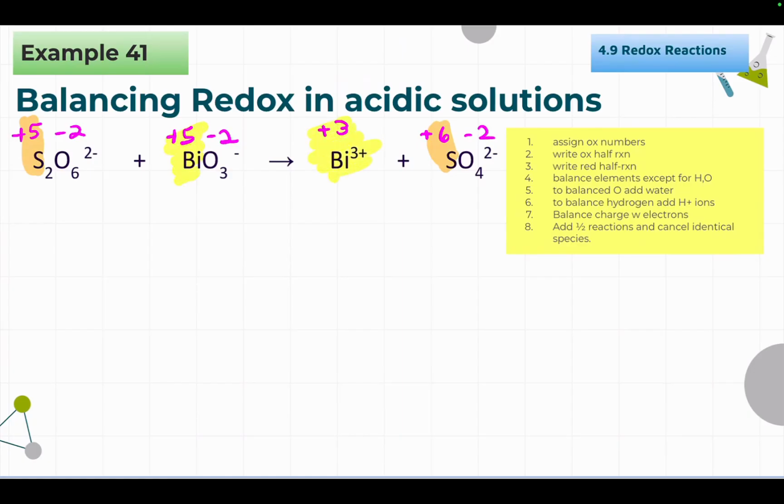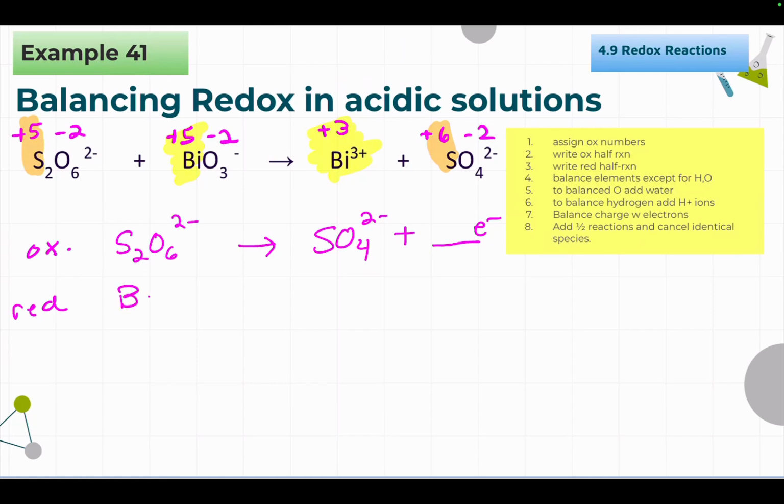So I'm going to come down and write my ox, which is the ion with the sulfur. I can't remember the name of this one. Oxidized, yeah. So I'm doubting myself. So we know that there's going to be electrons, but we're not going to try to put those electrons in yet. And then the bismuth is being reduced. So there's electrons being gained, and then it becomes bismuth 3+.